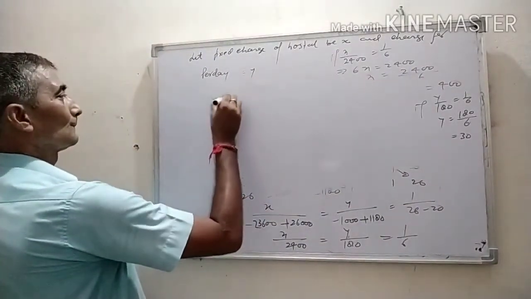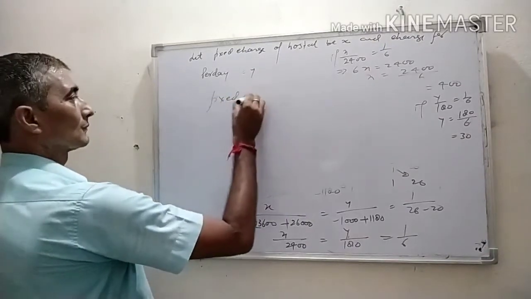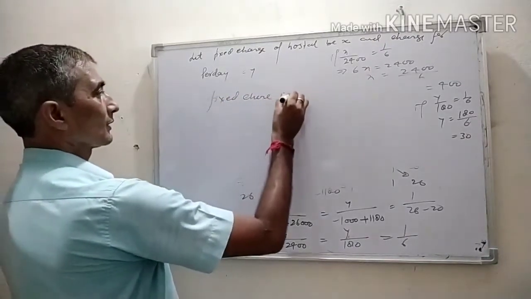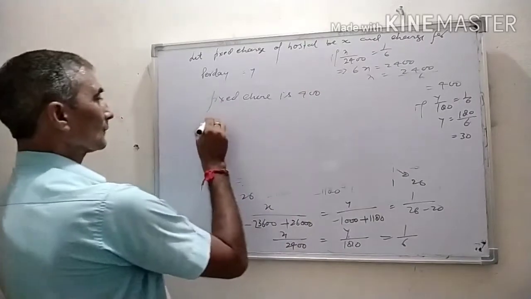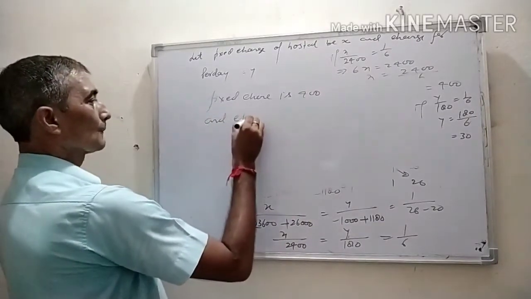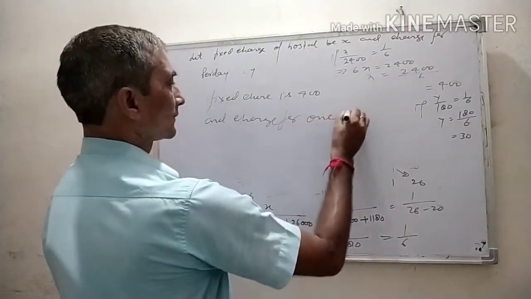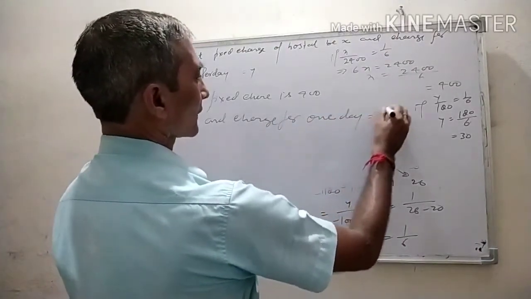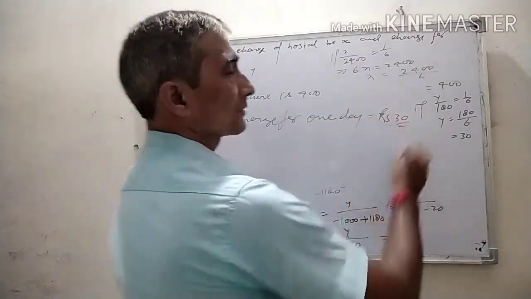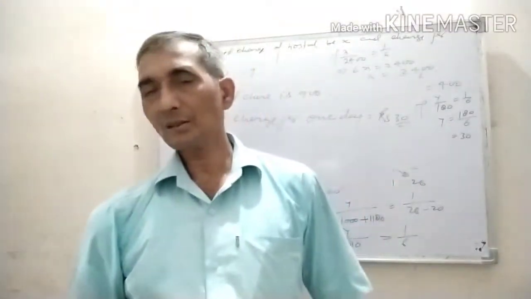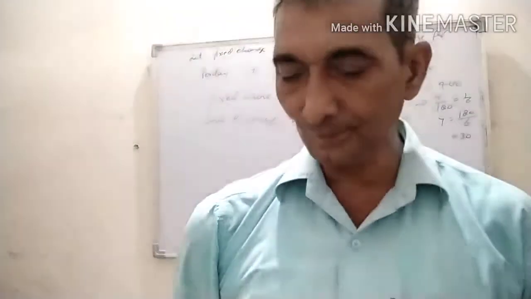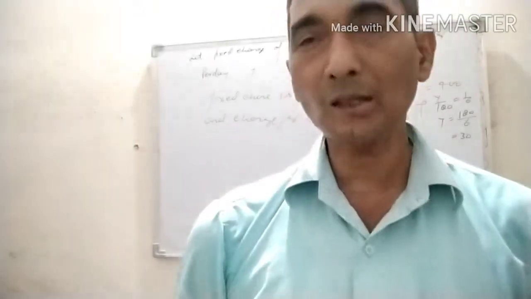So your answer is: the fixed charge is 400 and the charge for 1 day equal to Rs 30. This is your answer. This is the second question of the second part of the fourth question.